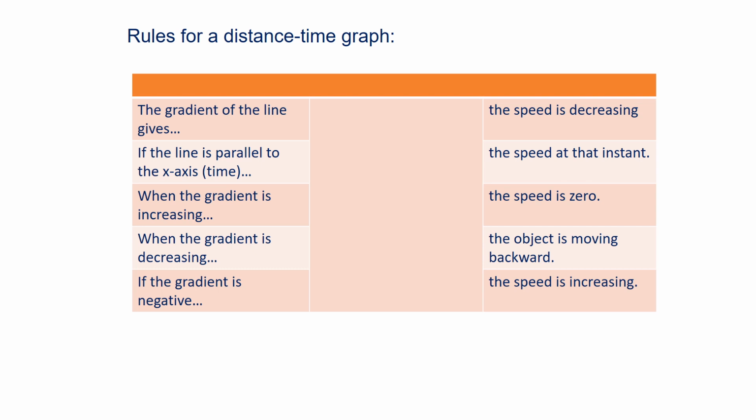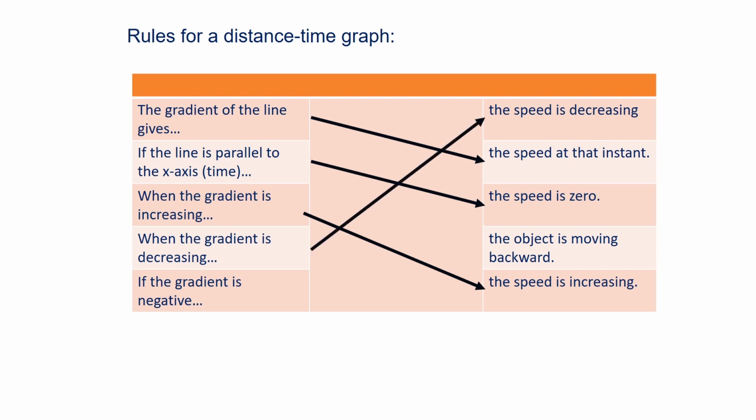Okay, so rules. There are some rules when we're working with a distance time graph. What I'd like you to do is match up the rules to the meanings on the other side. Just pause the slide and have a go at doing this now for me. Right, so the gradient of the line gives the speed at that instant. If the line is parallel to the x-axis, then the speed is 0. If the gradient is increasing, the speed is increasing. If the gradient is decreasing, the speed is decreasing. If the gradient is negative, the object is moving backwards. Okay?